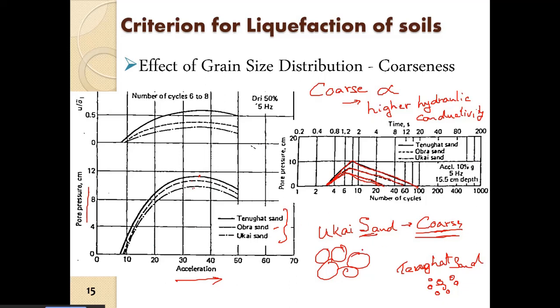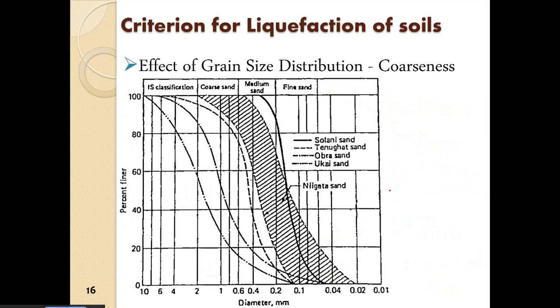Right, so that is what was observed in the Niigata earthquake as well, as we have studied, in 1964. There the researchers did a grain size analysis of the Niigata sand that was liquefied, and it showed that it was almost in the range of fine to medium. So you can see it is almost in this range.